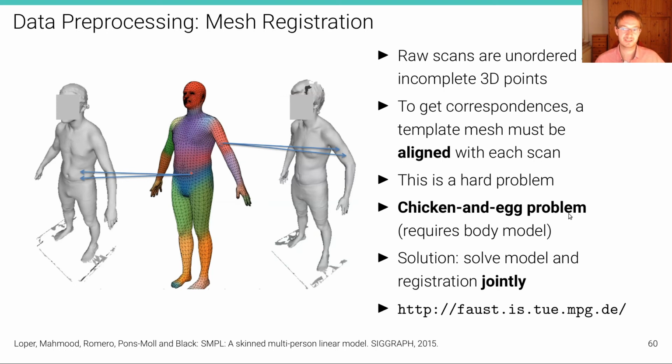It's actually a chicken and egg problem because you require the body model, the trained body model with the parameters in the first place to deform it towards the input, towards the observations. But you also require the observations to train the human body model, right? The registered observations. And the solution here that is taken by the SIMPLE body model is to solve model estimation and registration jointly.